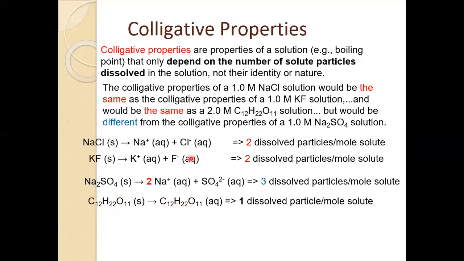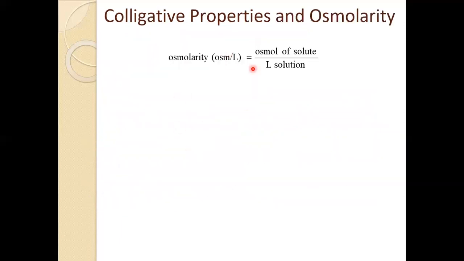So this is going to be our key to helping us go from molarity to ultimately osmolarity, which is going to help us determine the relative colligative properties of solutions. The colligative properties will depend upon something called osmolarity. Osmolarity is defined as the ratio of the number of osmoles of solute per liter of solution. This is a very similar definition to molarity, which was moles of solute per liter of solution, but this is osmoles of solute per liter of solution.